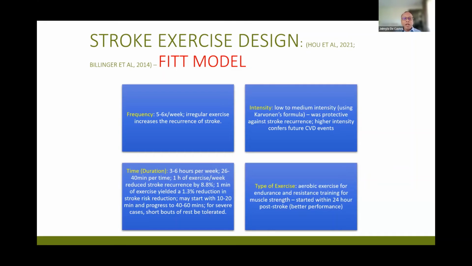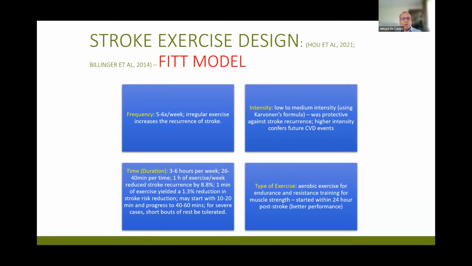Okay, so duration is 3 to 6 hours per week, or a duration of 26 to 40 minutes per time. 1 hour of exercise per week, okay, reduces stroke recurrence by 8.8%. 1 minute of exercise yielded a 1.3% reduction in stroke risk.